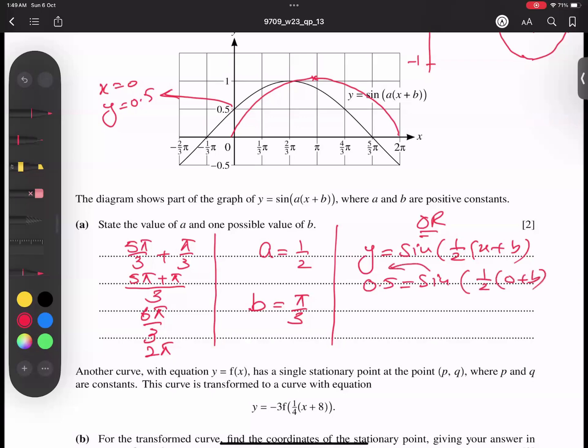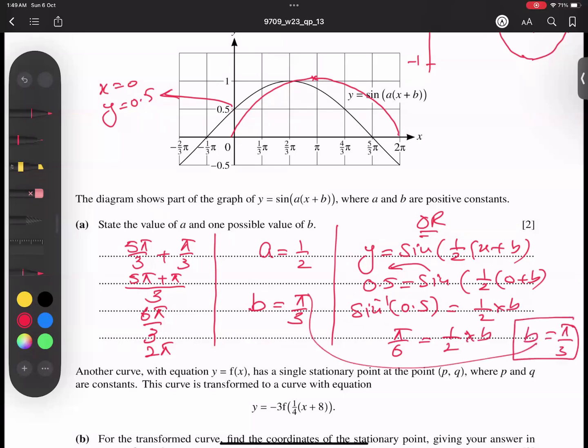So sine goes there, becomes sine inverse. Sine inverse of 0.5 gives you pi by 6. And the half is multiplying, not adding. Okay, pi by 6, it is multiplied there, after cancellation we got b value pi by 3. So this is a second method to get pi by 3.